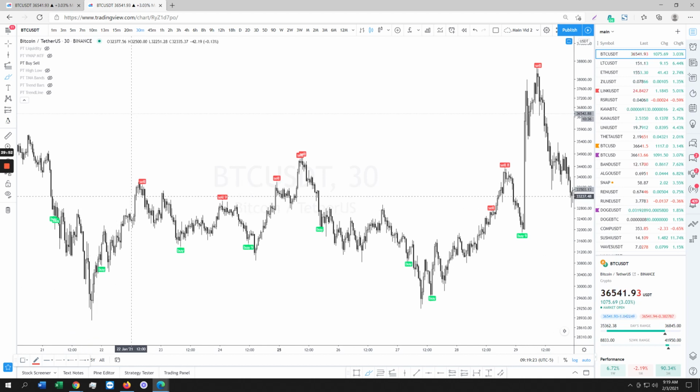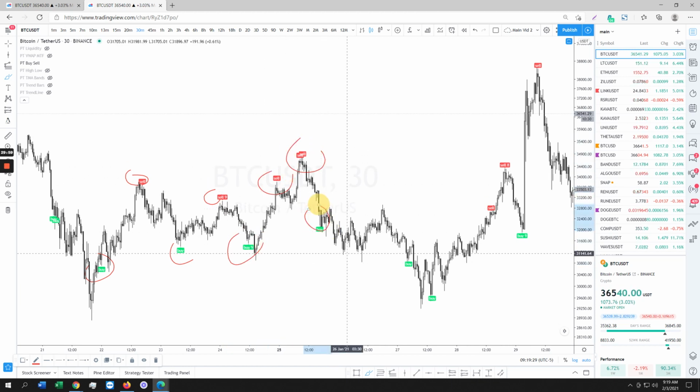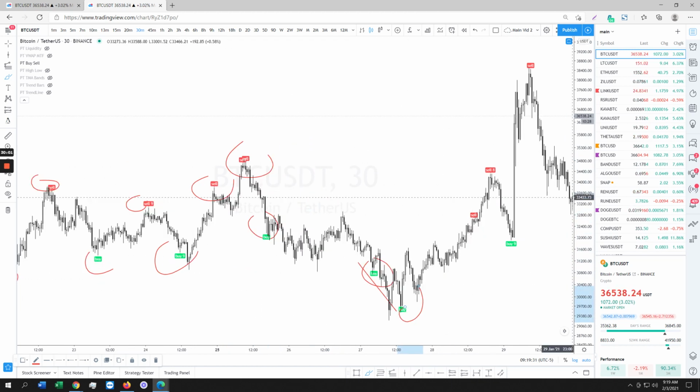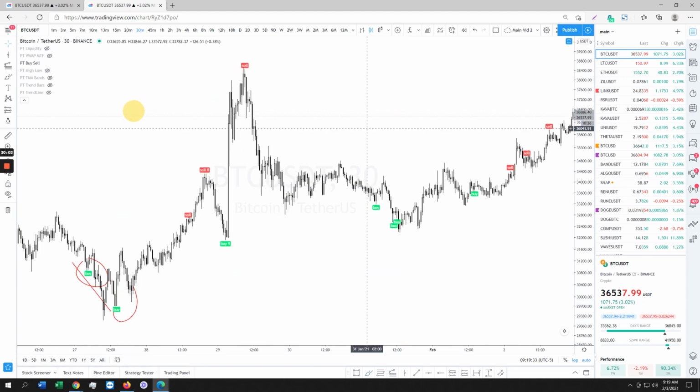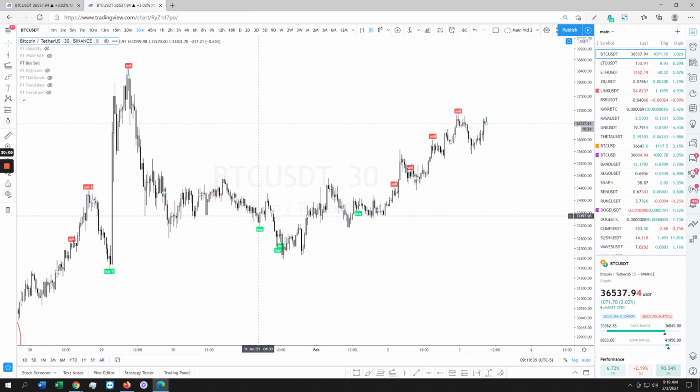So even though we have a short signal on the 6-hour, I'm not taking this as a swing. I'm in a scalp, but I'm not taking this as a swing because look, everything's still pointing up, guys. Everything is pointing up. Nothing is pointing down, so it's kind of risky to take that short.